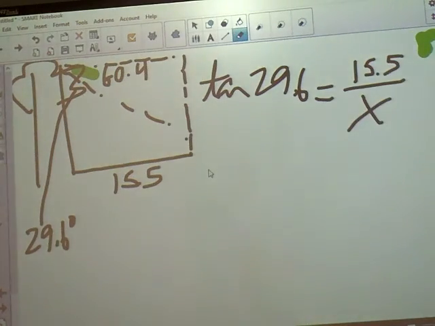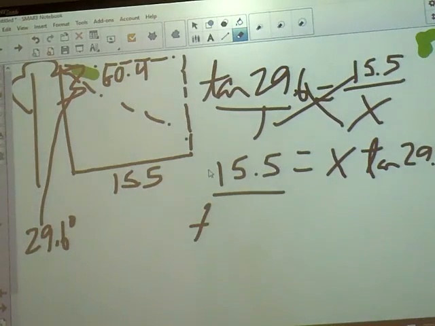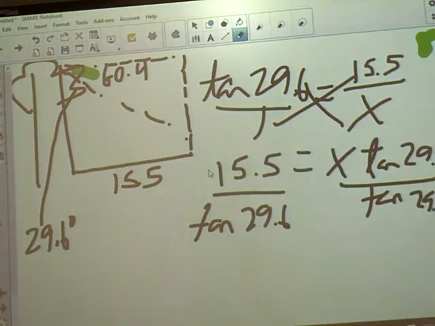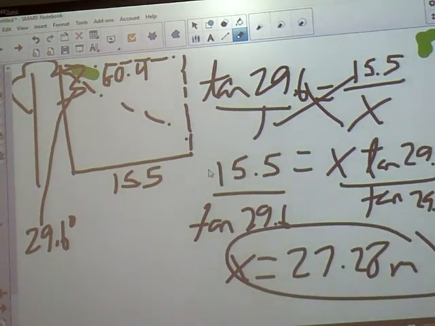over adjacent. Now we had one set up like this earlier where your variable was on bottom, and what did you actually end up having to do to solve that? Cross multiply, and then what? You're right. Because that's equal to x times the tangent of 29.6. So we had to divide by the tangent of 29.6. And how tall is our tree? 27.28, and this was meters. Very good, very good.